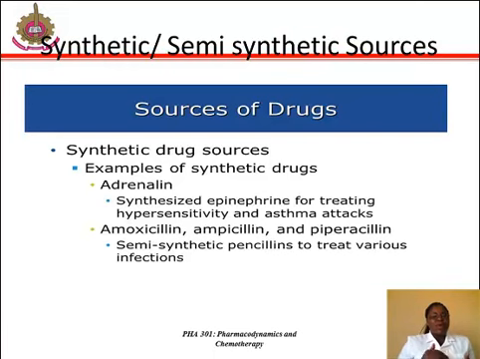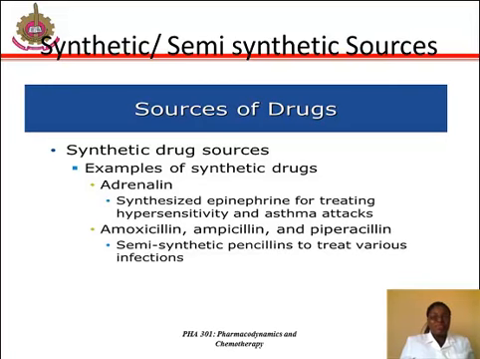We have synthetic and semi-synthetic sources of drugs. Synthetic sources: when the nucleus of the drug from natural sources as well as its chemical structure is altered, we call it synthetic. Examples include emethyl bismuth iodine, adrenaline, that is synthesized epinephrine for treating hypersensitivity and asthma attacks. We can have amoxicillin, ampicillin, and piperacillin.